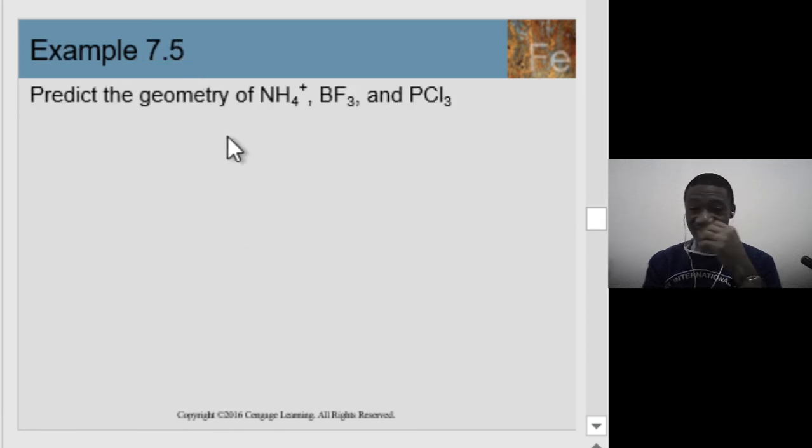So this is to predict the geometry of the ammonium ion, boron trifluoride, and then phosphorus trichloride. I just called the names, but normally you should be the one telling me the names. I called them because I'm here and you're not here. Next time I'll ask you to tell the names before I speak.